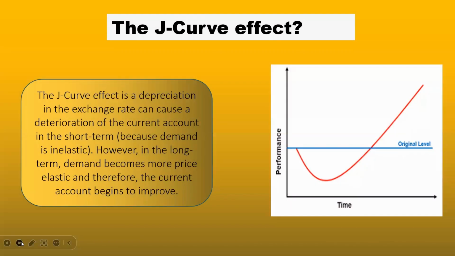Our next topic is the J-curve effect. From the graph, we can see that the performance is below the original level for some time. After some time, it starts increasing above the original level. The J-curve effect is that a depreciation in the exchange rate can cause a deterioration of the current account in the short term. However, in the long term, demand becomes more price elastic and therefore the current account begins to improve.